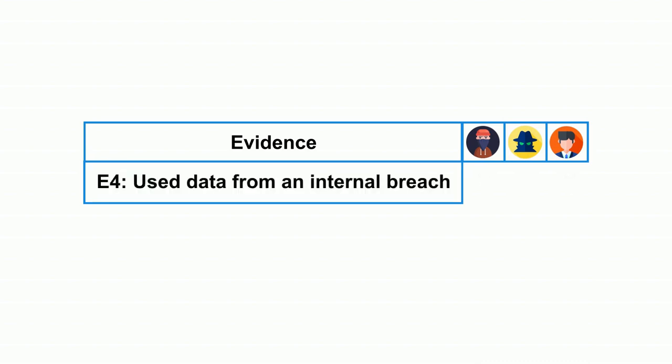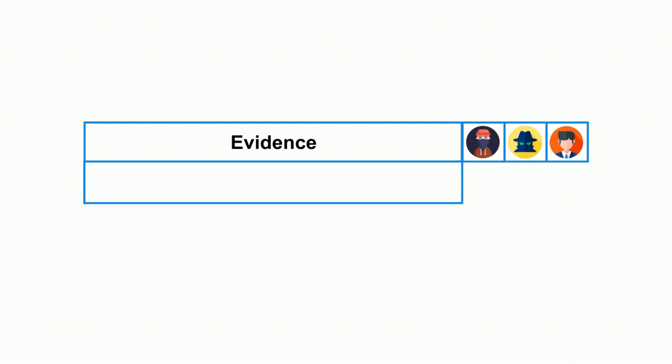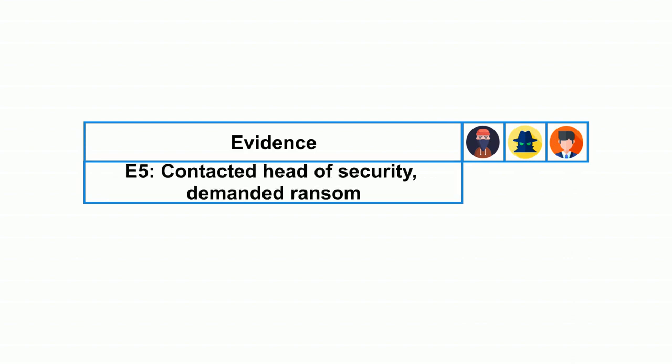Evidence 4 is particularly interesting. The internal breach was never reported outside the bank and no information is known to have been leaked. This supports just one of the 3 hypotheses. This piece of evidence caused a lot of debate among the group.